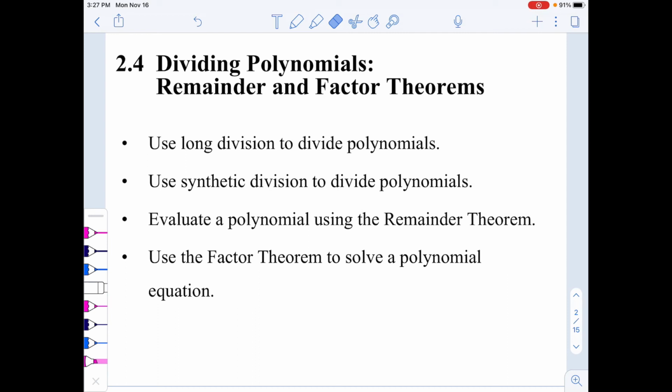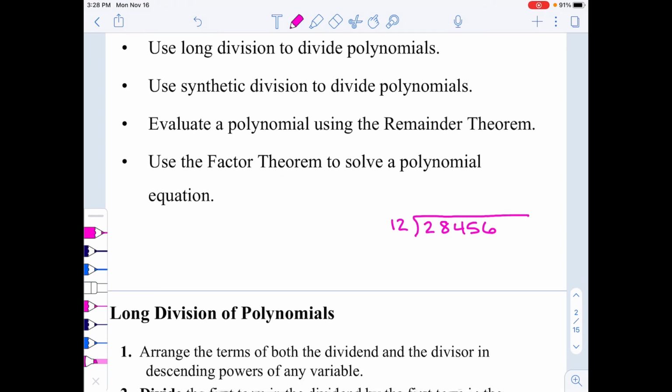So what we are doing is we are doing some long division. So if we went all the way back to elementary school and we had something like 12 that we were dividing into 28,456. I'm making up some random number. I don't know if it goes in evenly or not. What we are going to do is go through the process of doing a division.